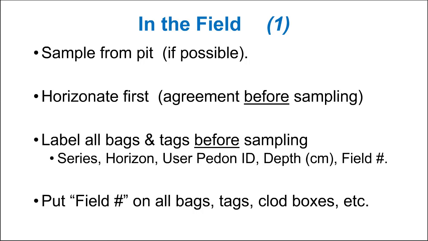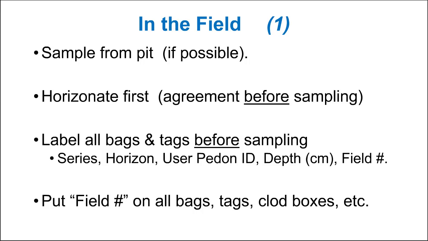Next one down is label all your bags and tags before you start sampling. It's better to have one person do that. Just get out the magic marker and attack the things. And that way it will stay more or less consistent. I've had good luck with recording the information first on the pedon field sheet, the old blue sheet, which is now a spreadsheet, and then transferring that information to the bags and the tags. Keeps things synchronized at least.